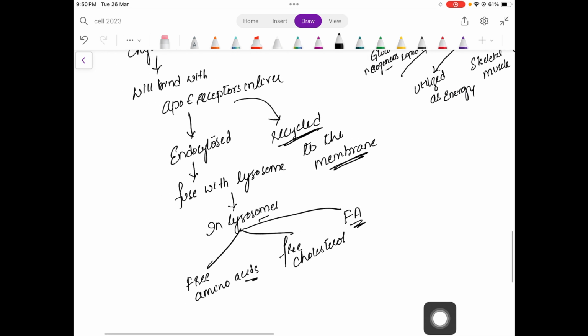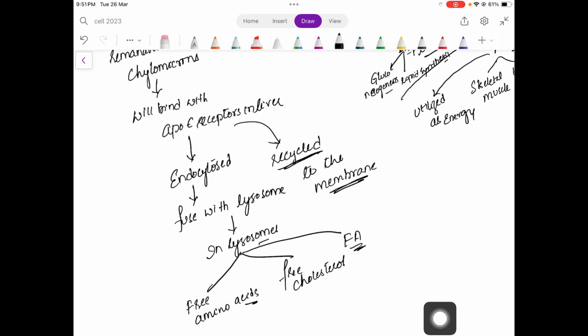And this is how exogenous triacylglycerols are transported through the chylomicrons.